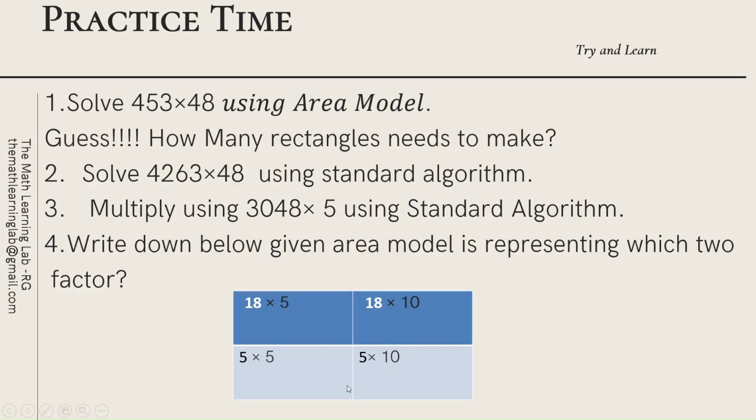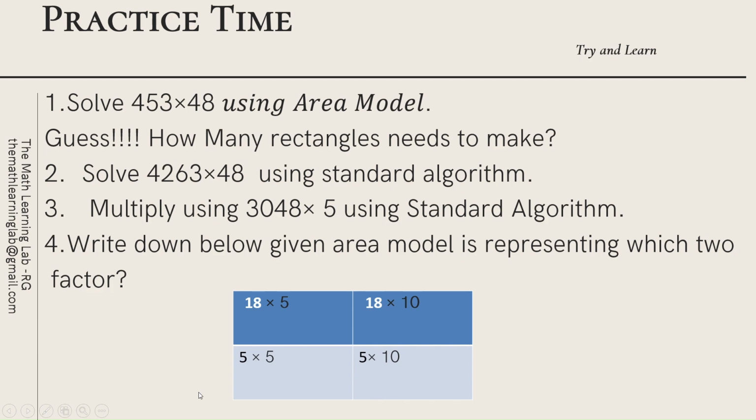Let's try question number 4. This is a new type of question. For the given area model, you need to tell me which two numbers I'm multiplying, or what the two factors are for the given multiplication. So for the first row, what is the common element? 18. So 18 will be on the left-hand side of the rectangle. And in the second row, 5 is common. So 18 plus 5 is 23.